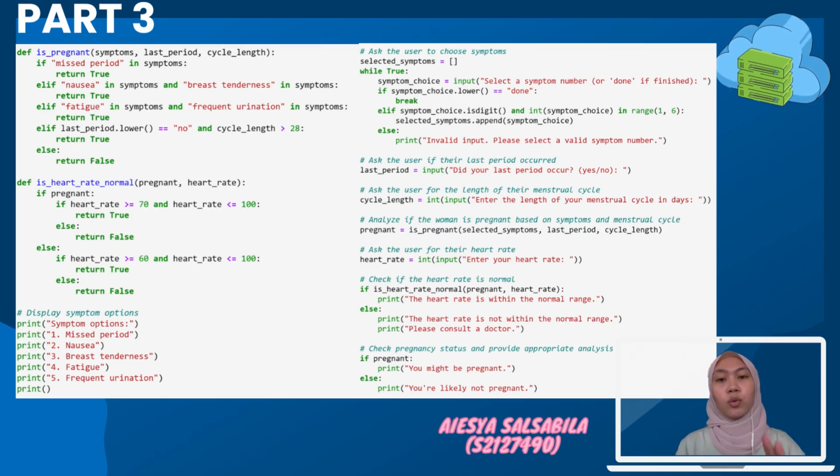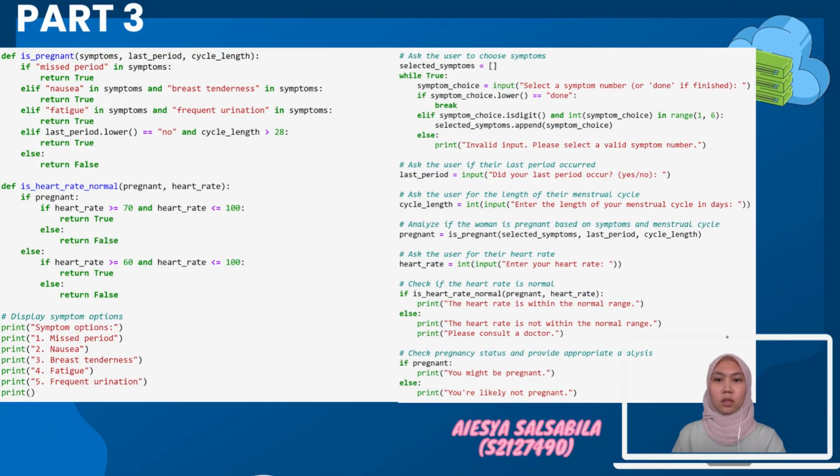Next, we will also define the function is_heart_rate_normal using the pregnant status and also the heart rate. So, if the user is pregnant, the normal heart rate is between 70 and 100, and if the user is not pregnant, the normal heart rate is between 60 and 100. The user is then asked to enter their heart rate, and the code uses the is_heart_rate_normal function to determine if the heart rate is within the normal range.